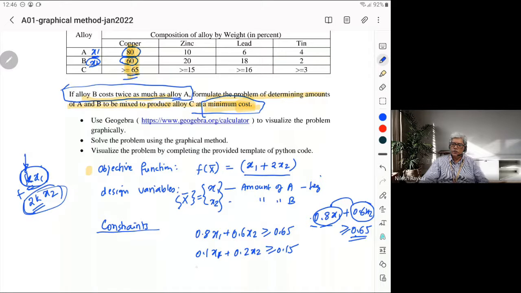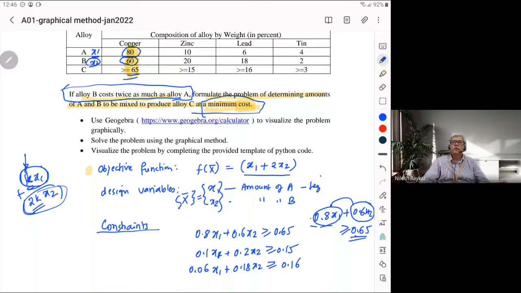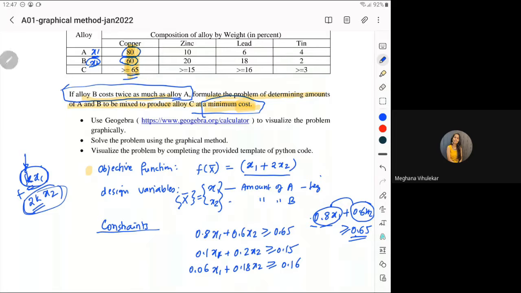For lead, let somebody else tell. Yes, sir. 0.06 x1 plus 0.18 x2 should be greater than or equal to 0.16. Okay. The last one. Somebody else. 0.04 x1 plus 0.02 x2 should be greater than or equal to 0.03.